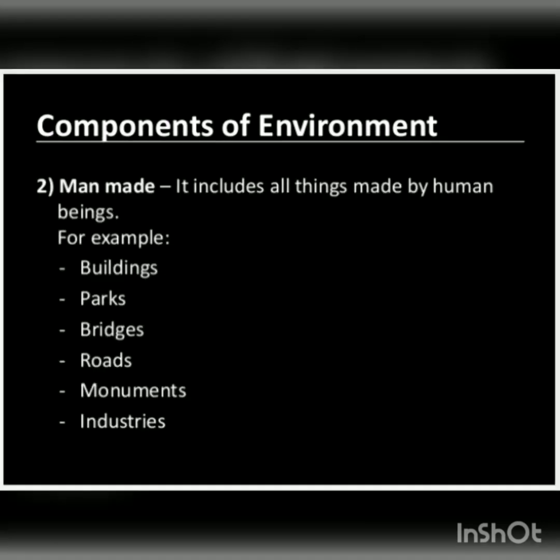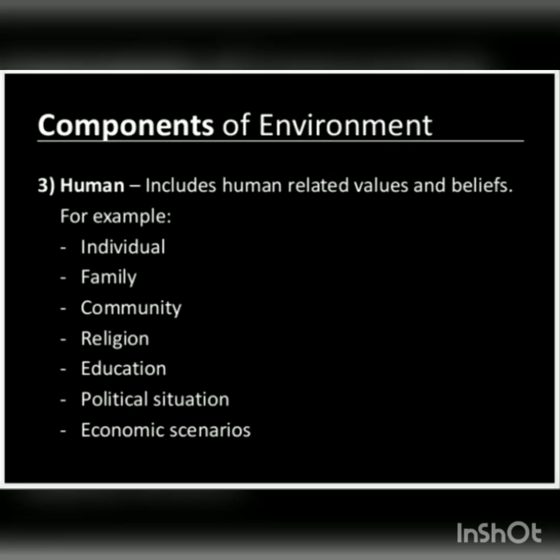The man-made components include all things that are made by human beings. For example, all the buildings that we make, parks, bridges, roads, monuments, industries, schools, chairs, tables, all these things are man-made things, and these are the man-made components of the environment. So first was natural, second is man-made. First, natural has the components that are made by God.